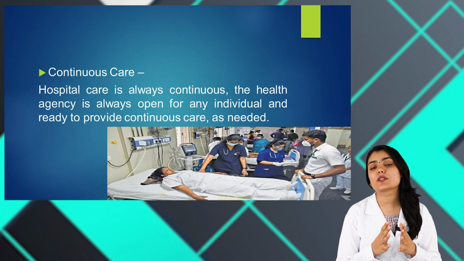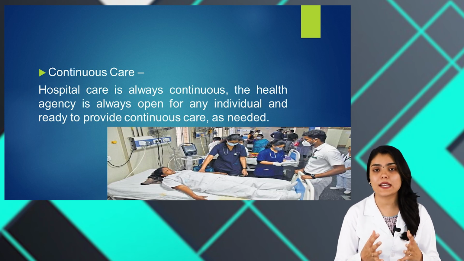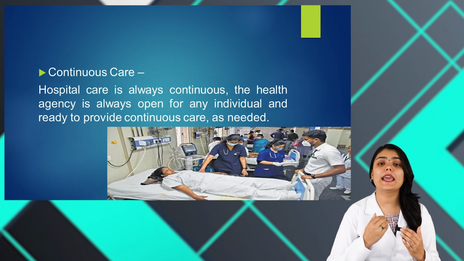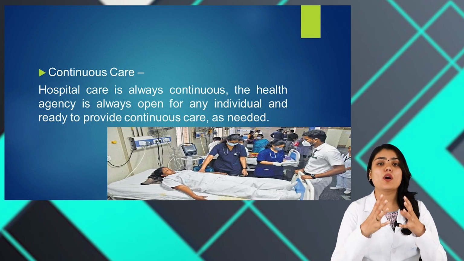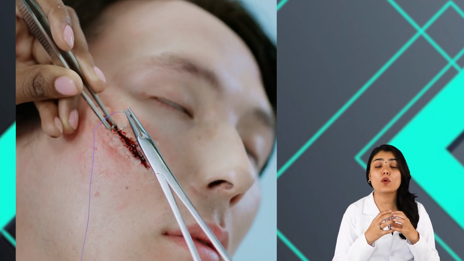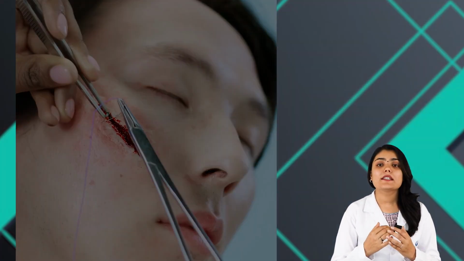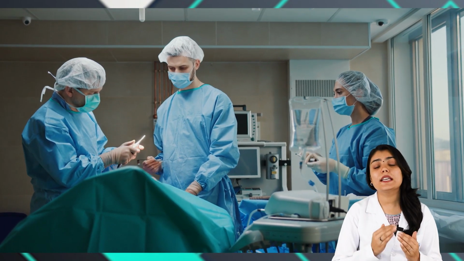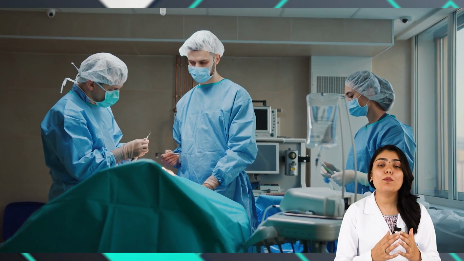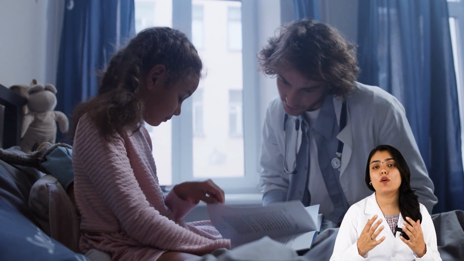And finally, the last scope of hospital is continuous care. Now again, from the term itself, we can understand that this means the care that is provided to the individual is continuous in nature. Hospital is such an organization which is open all the time for each and every individual in health needs. And the care that is provided in the hospital is also continuous. So hospital is considered as an agency that is open for every individual in health needs, and they provide continuous care to the patients who are in need of health care.